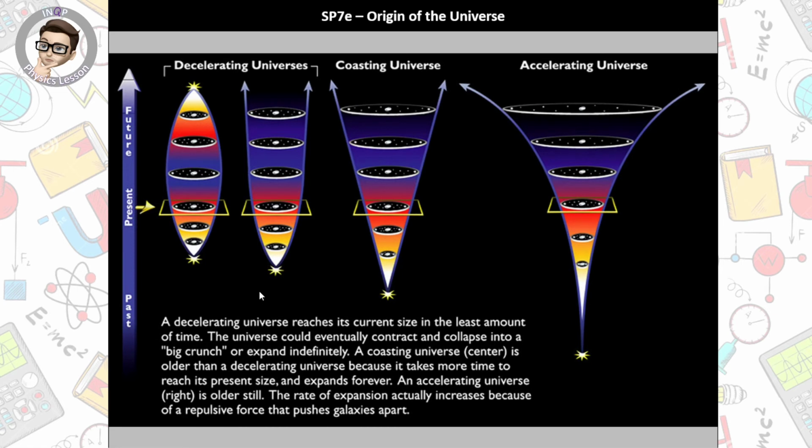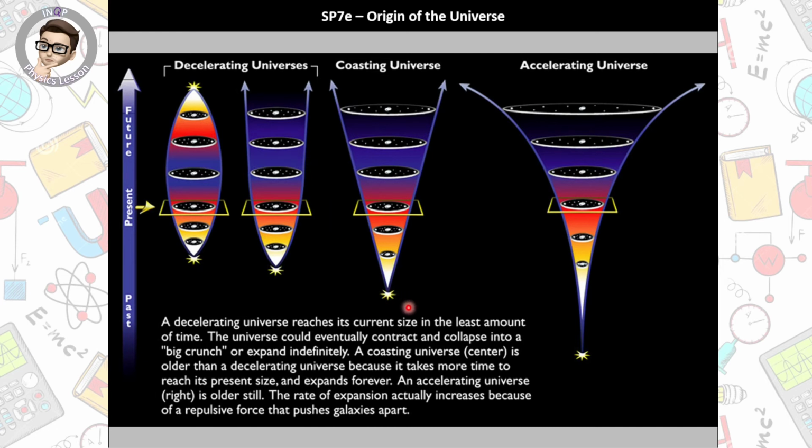Okay, so the second one is this one here. In this case, the universe is expanding and it starts to slow down its expansion, but in fact will keep going for the end of time, and the universe will just get bigger and bigger and bigger, and all of the matter inside the universe will just spread out more and more and more, and all the energy will be spread out more and more and more.